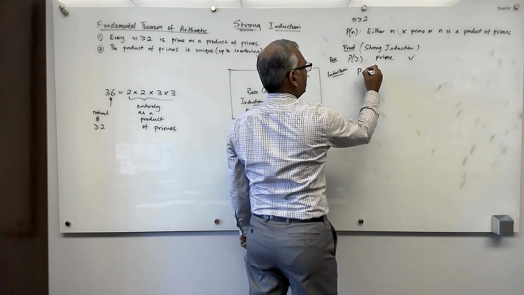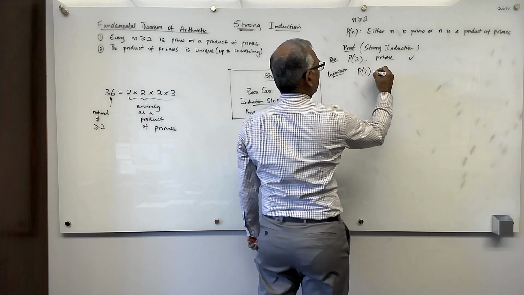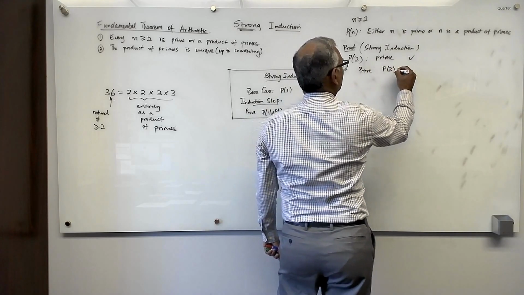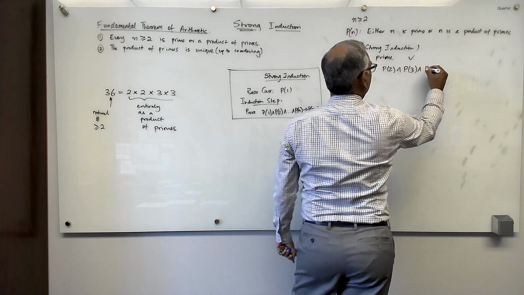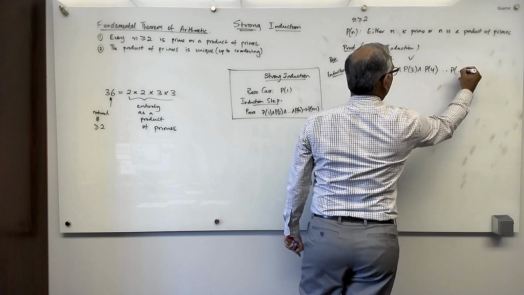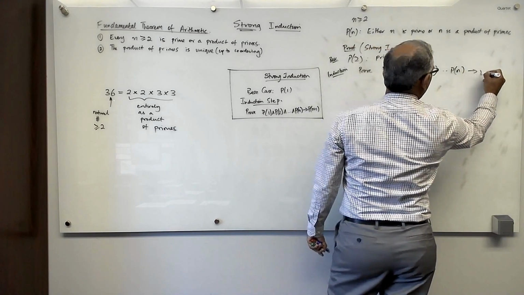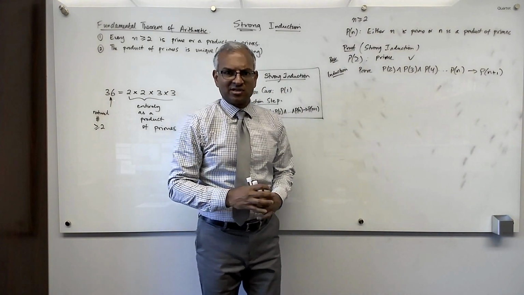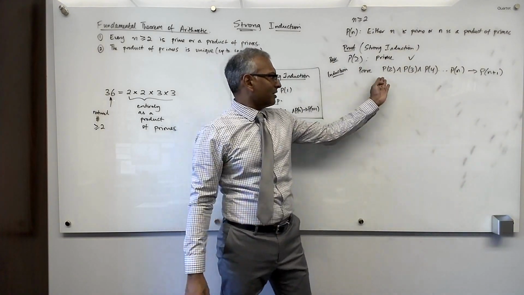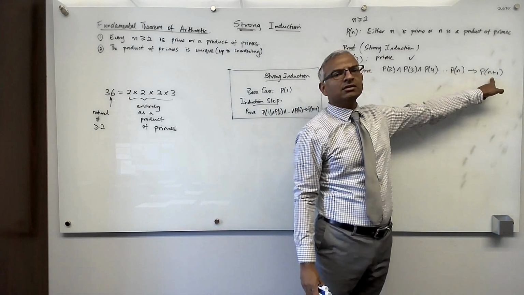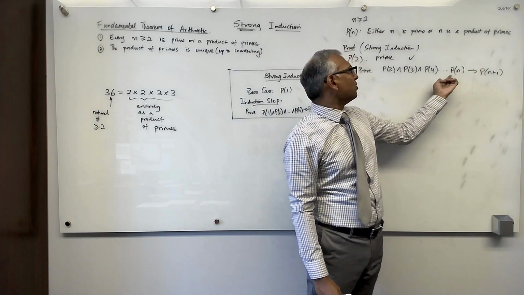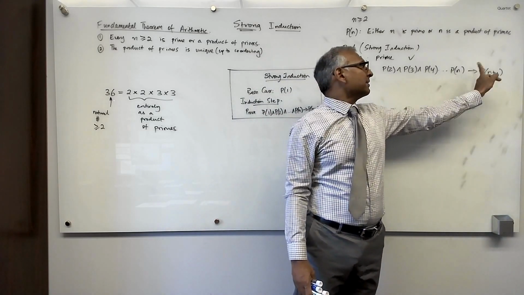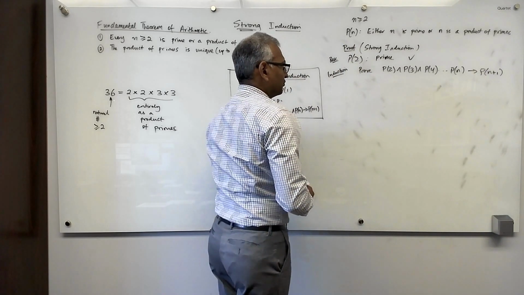I need to prove that P of 2 and P of 3 and P of 4 and P of n implies P of n plus 1. That's the standard strong induction implication. And we're allowed to make this because at the time that we need to infer n plus 1, we know that all of these are true, so we might as well assume they're true, and make that implication. So prove this implication.